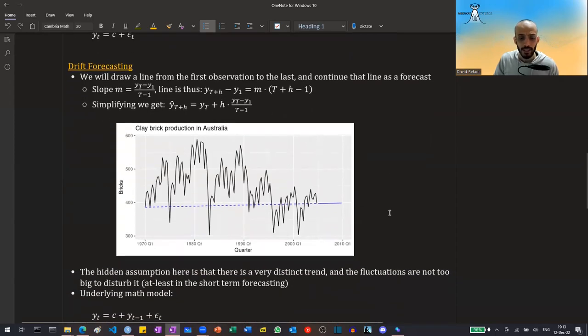The hidden assumption here for this kind of model is that the trend is very distinct. And so even if there are some fluctuations, they are not too big to disturb this model, at least in short-term forecasting.